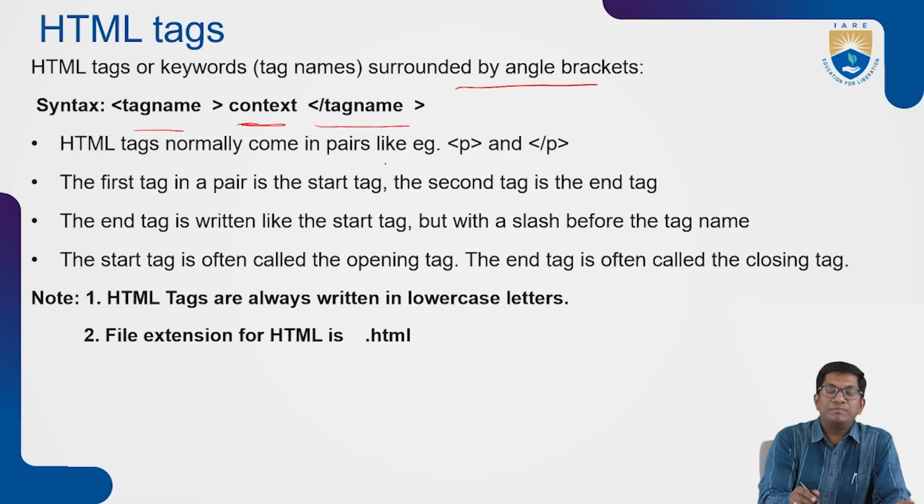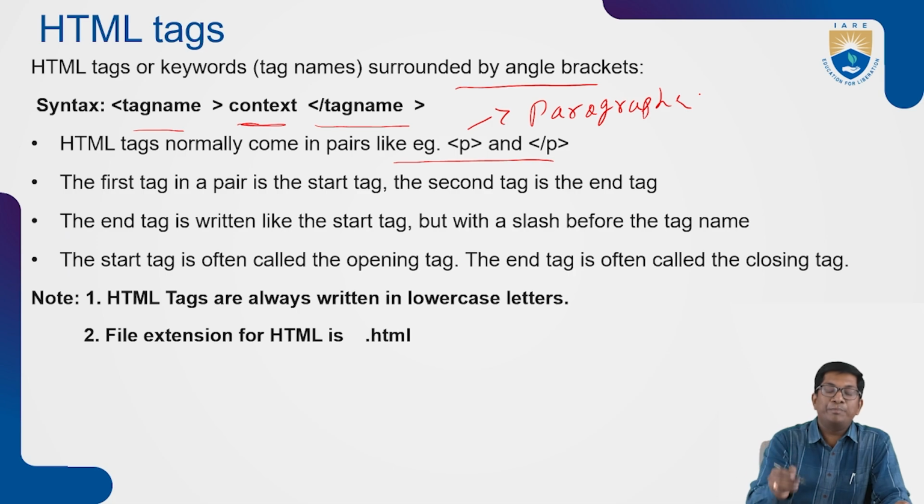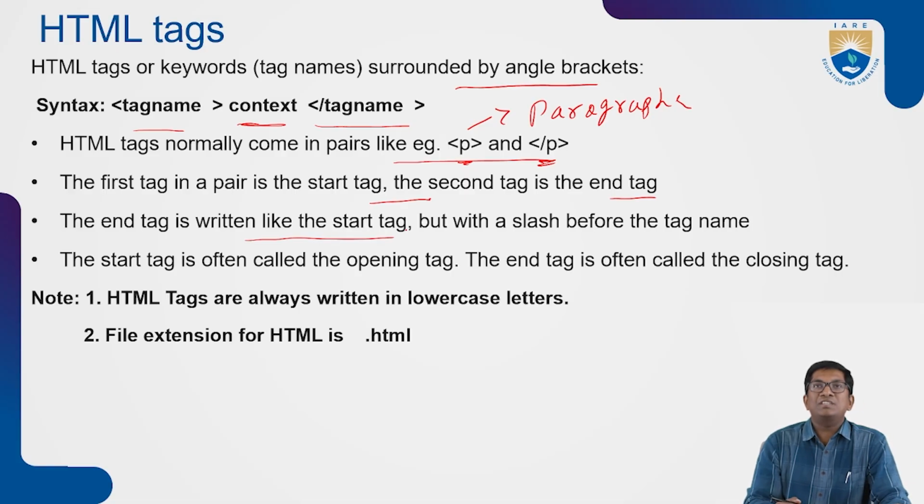HTML tags normally come in pairs, like a starting tag and an end tag. For example, the paragraph tag. If we want to display paragraphs in your document, then you have to use the p tag, so the p open tag and then the closing tag. The first tag in a pair is the start tag, the second tag is the end tag. The end tag is written like the start tag, but with a slash before the tag name. The start tag is often called the open tag. The end tag is often called the closing tag. So those are the tags.